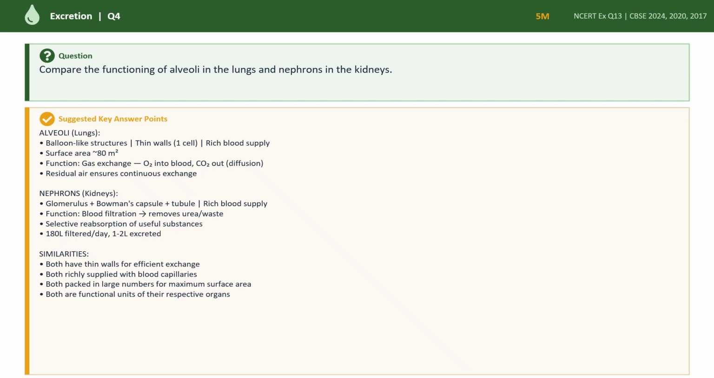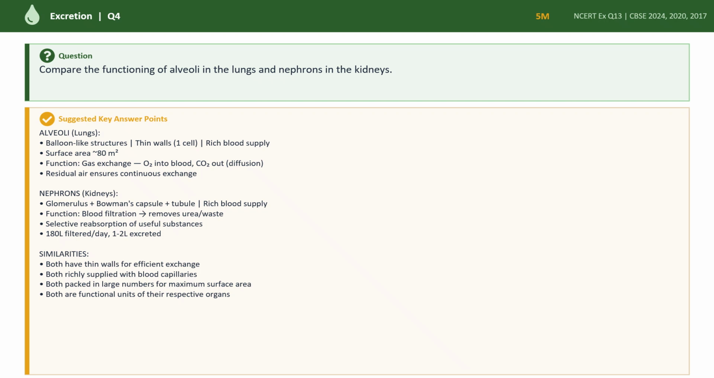And then nephrons. When we talk about nephrons, they have the glomerulus, Bowman's capsule and tubule, mainly for blood filtration. So what is removed? Urea or any kind of waste is removed, and then there is selective reabsorption of useful substances. As I said, amino acids and all those things will be reabsorbed. And then 180 liters is filtered daily, but of that only 1 to 2 liters will be excreted.